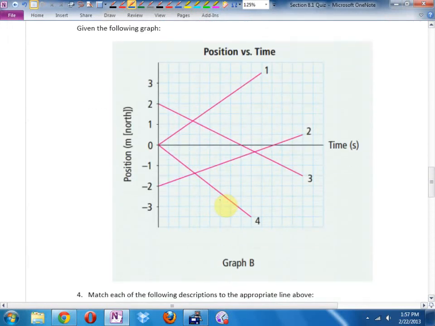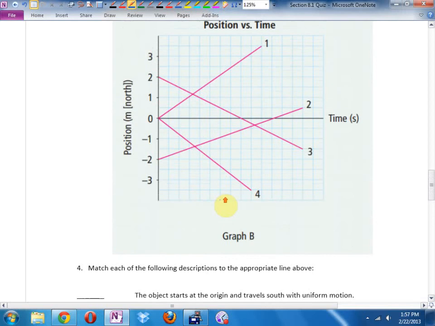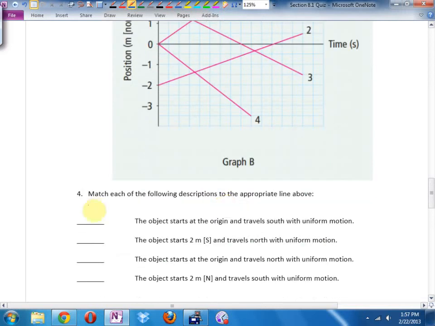Next page. Match each of the following descriptions to the appropriate line above. The object starts at the origin and travels south. That's got to be graph number 4, yes? Starts at the origin and heads negative south, with uniform motion, that means in a straight line. The object starts 2 meters south. The only one that starts 2 meters south and heads north is graph number 2.